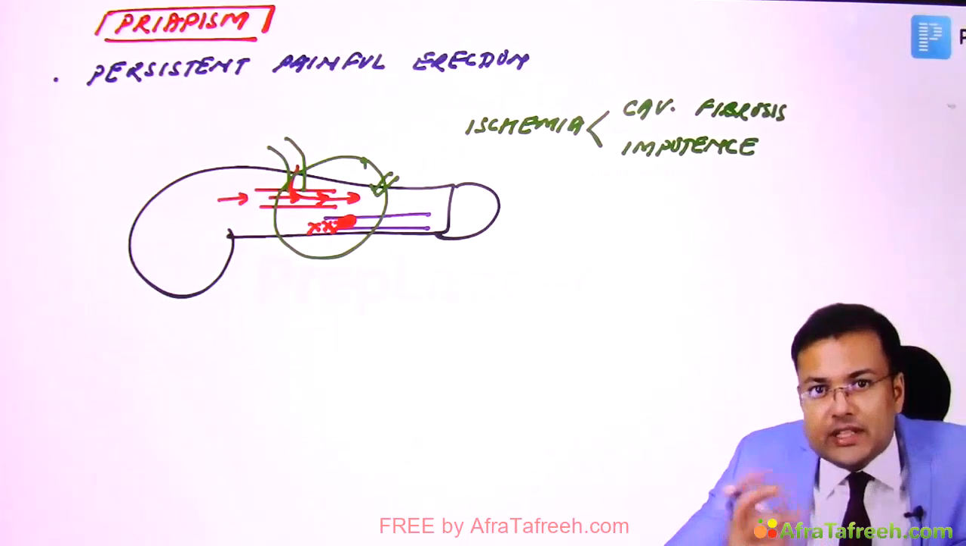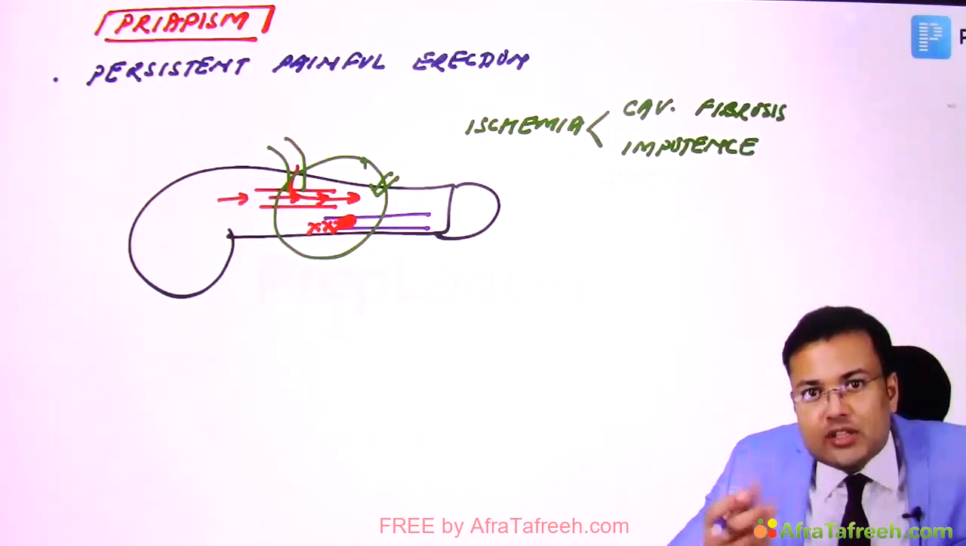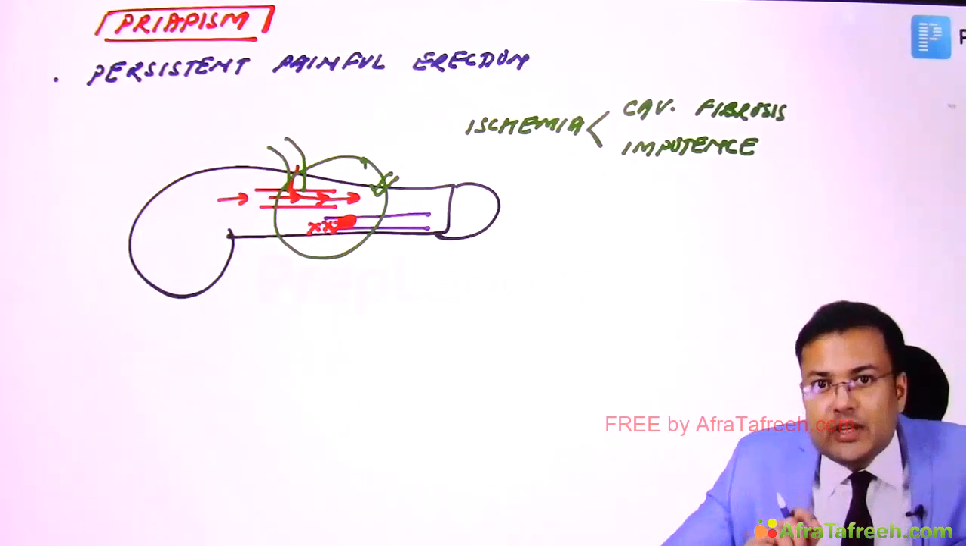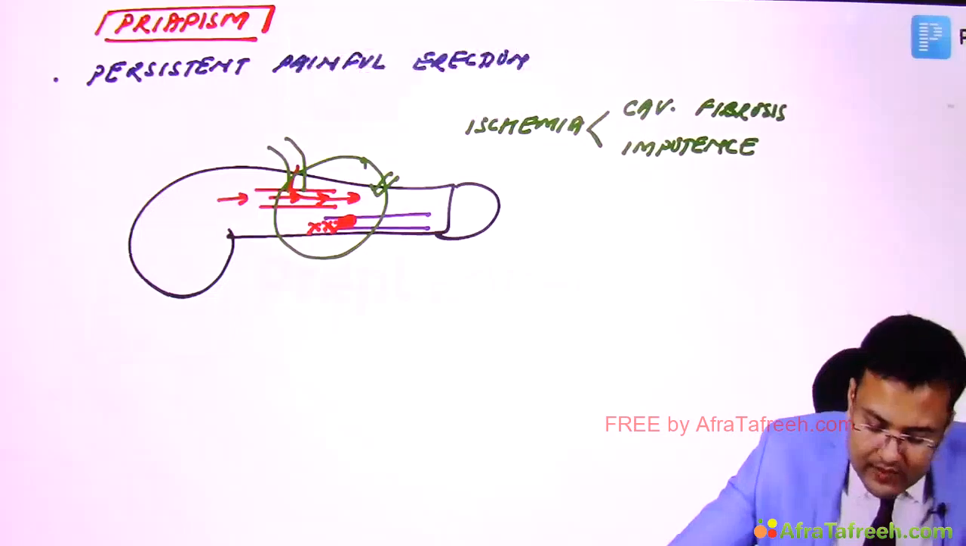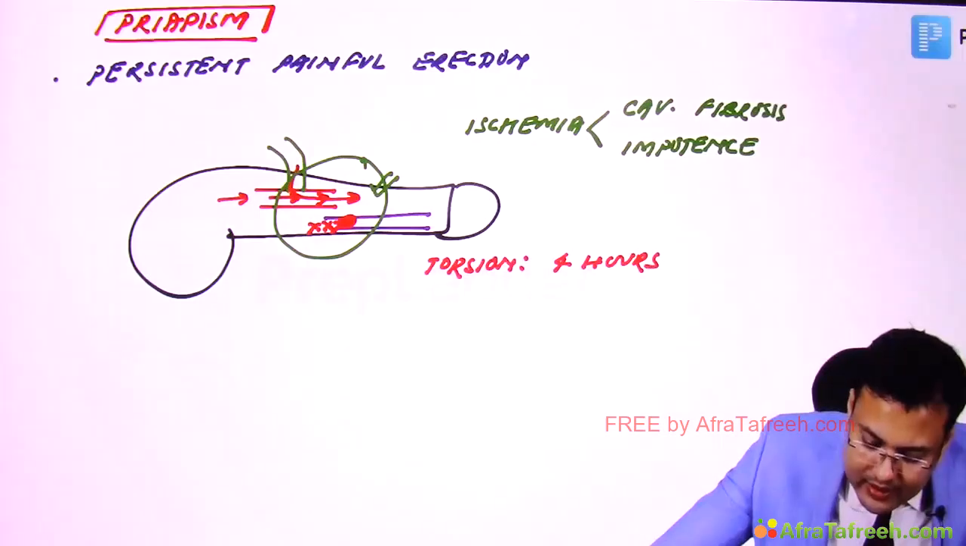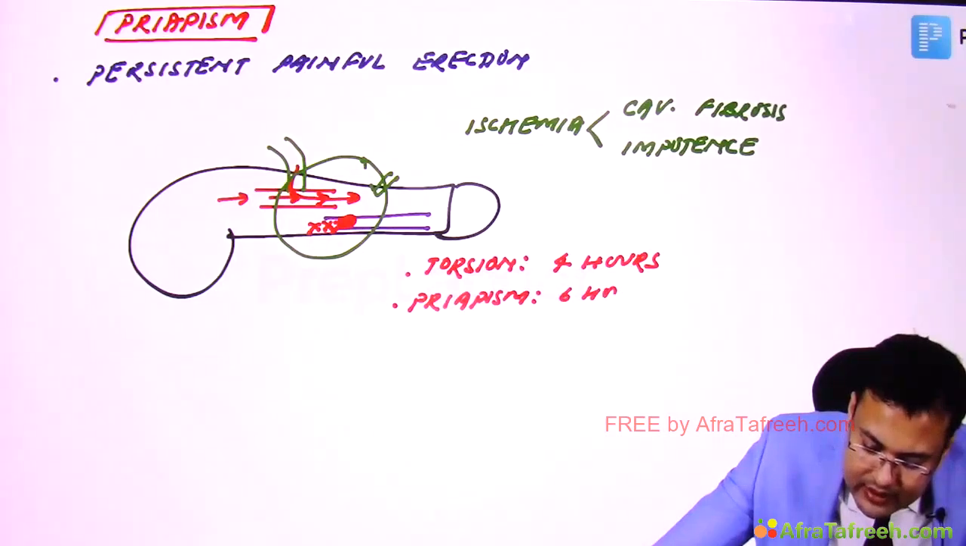You must be knowing testicular torsion. Testicular torsion is also an emergency, and the treatment should be done within 4 hours. In priapism, it should be done in 6 hours. So 2 questions. In testicular torsion, the treatment should be done within 4 hours, and in priapism, it should be done within 6 hours.